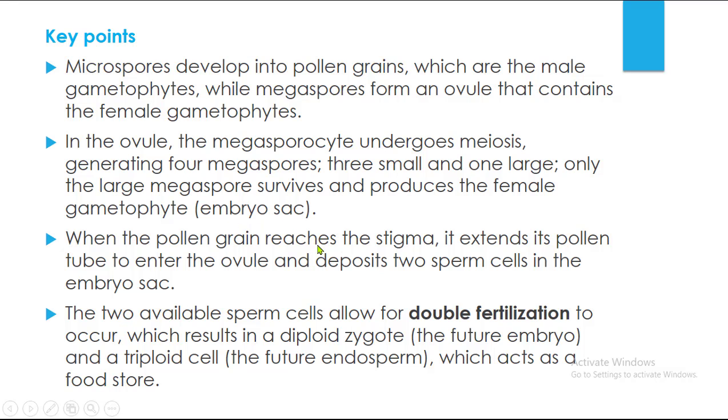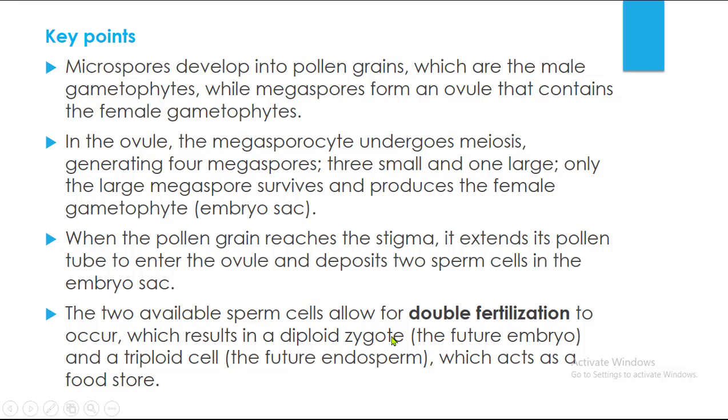When the pollen grain reaches the stigma, it extends its pollen tube to enter the ovule and deposit 2 sperms, because the pollen has 2 nuclei and 2 types of cells, the pollen tube cell and the generative cell. The generative cell produces 2 sperms. The tube cell produces the pollen tube. We will discuss this in the diagram. The 2 available sperm cells allow double fertilization to occur, which results in a diploid zygote.